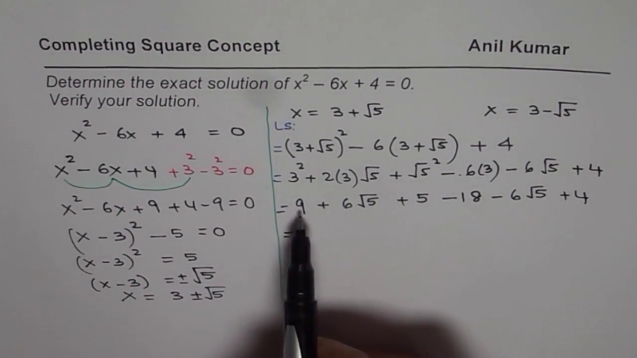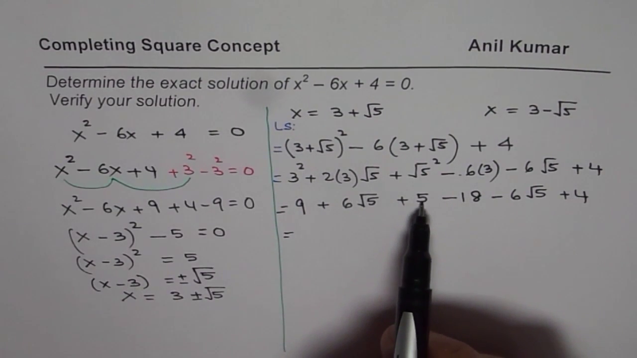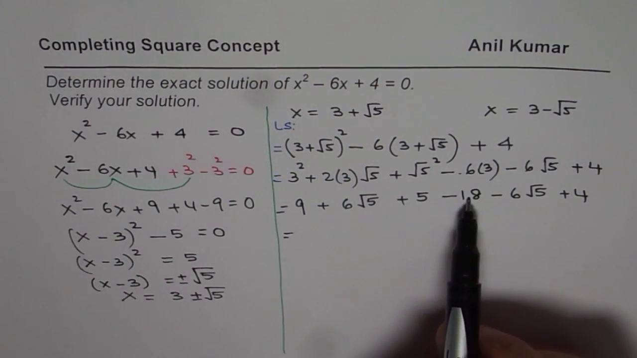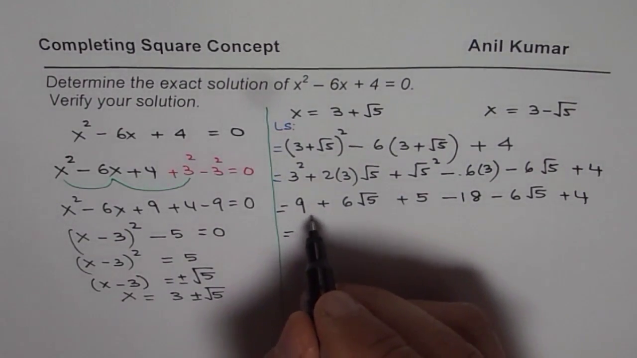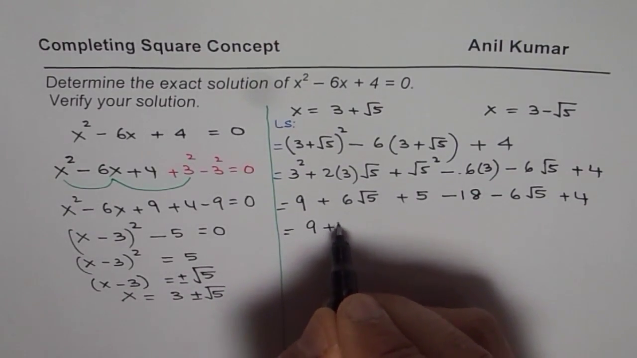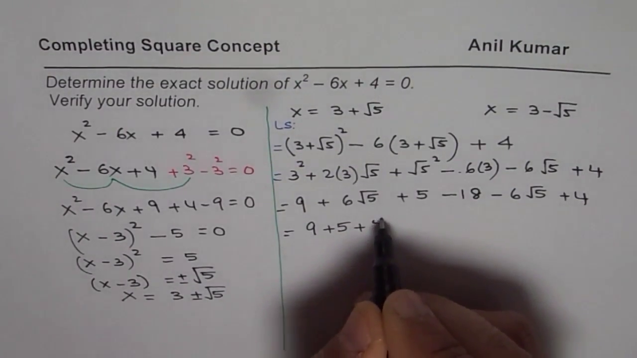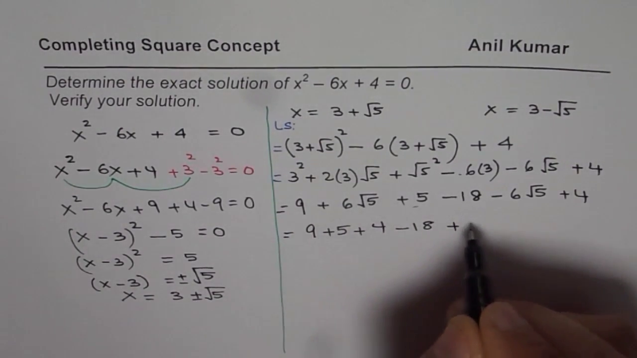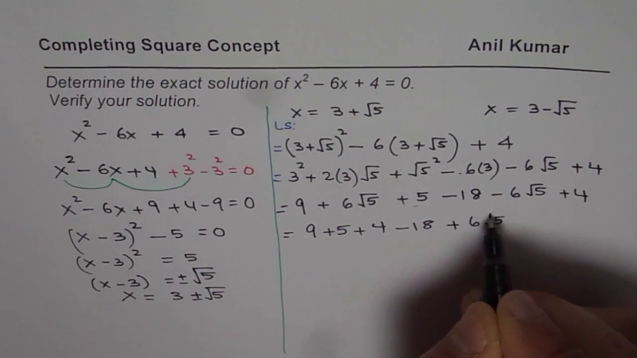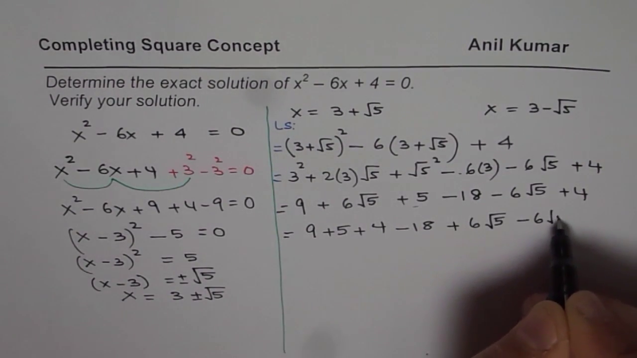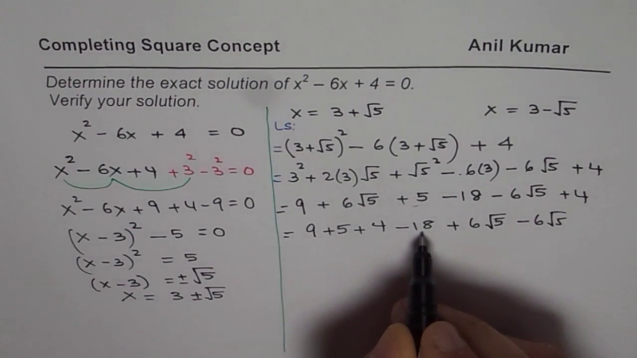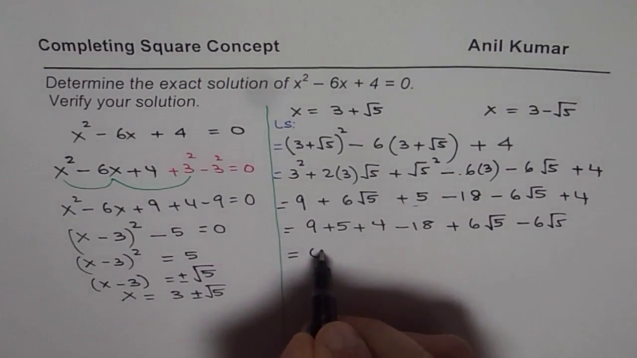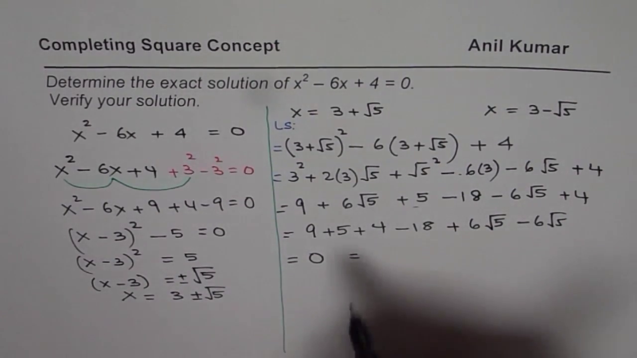Now, 9 plus 5 is 14. 14 plus 4 is 18. So 18 minus 18 is 0. You can combine these terms, which is 9 plus 5 plus 4, and the constant minus 18. I'm just rearranging to show you that it is indeed 0. So as you can see, 18 minus 18 is 0. 6 square root 5 minus 6 square root 5 is also 0. So we get 0, which equals the right side. Is it okay?